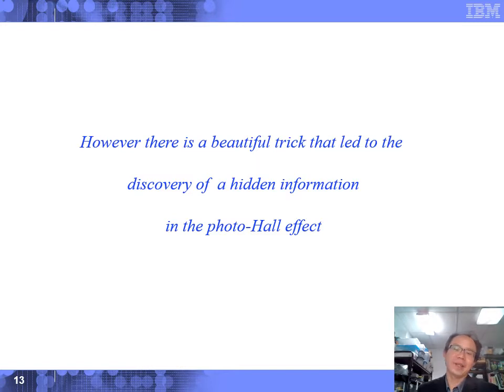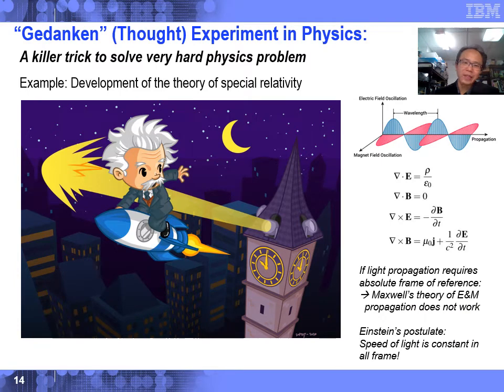Fortunately, there is a beautiful trick that we discovered that led to the hidden information in the photo Hall effect. This requires what we call the Gedanken or thought experiment in physics, which is essentially a killer trick to solve a very hard physics problem. A famous example is what Einstein did in developing his theory of special relativity. He imagined a thought experiment where he is zipping around on a rocket ship at the speed of light, and he observed a few oddities.